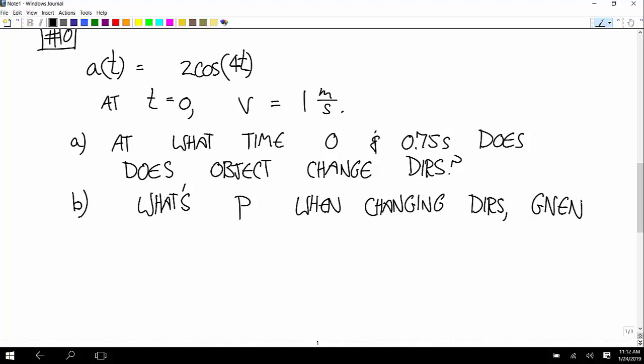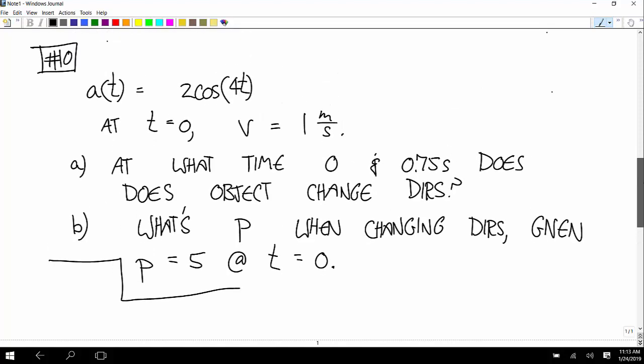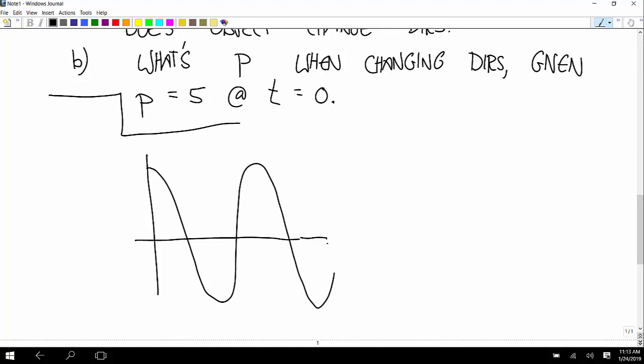Given that p at time 0, well, p is equal to 5 when time is equal to 0. Okay, so this motion looks like this, where this amplitude is 2. And so this is a position versus time graph.